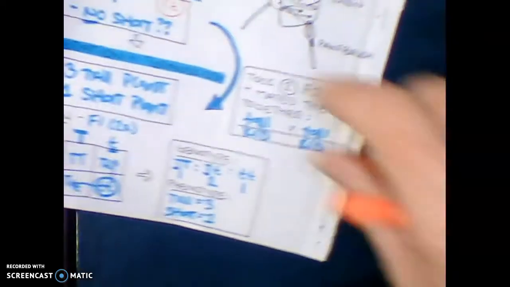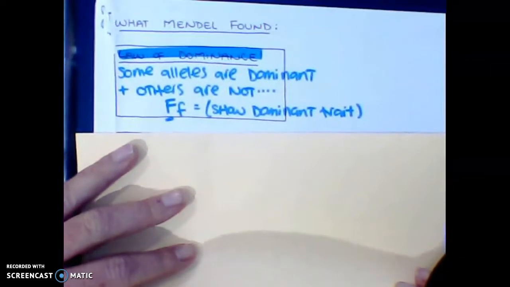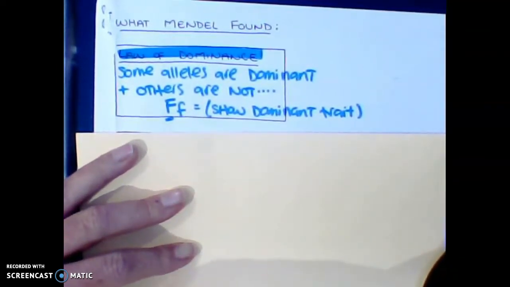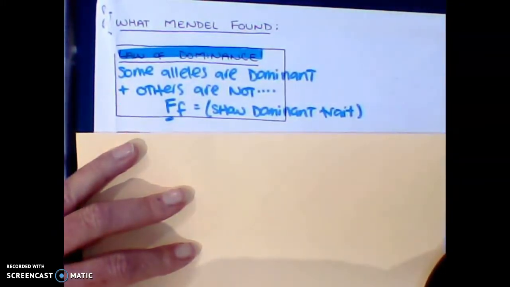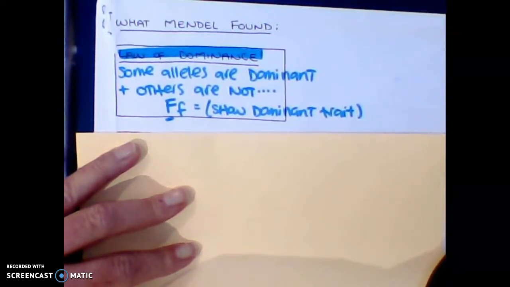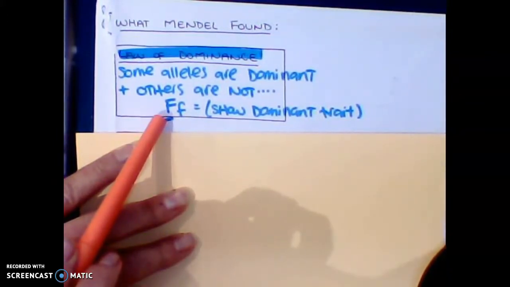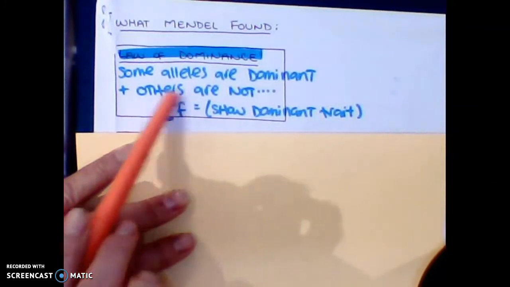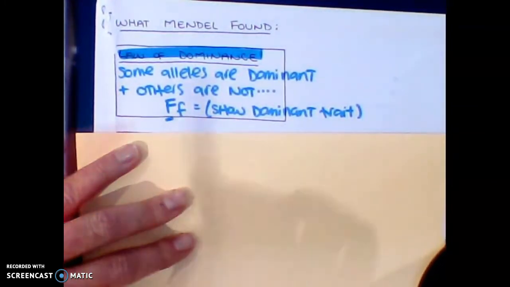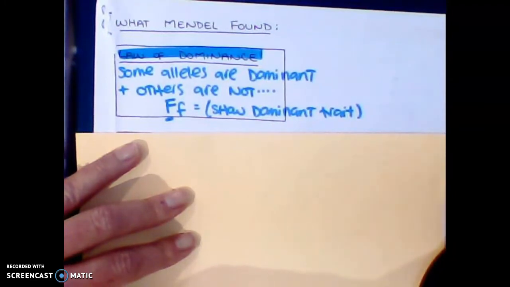Now, let's look at some of the laws that Mendel actually discovered by mating these pea plants together. So what did Mendel find? First of all, he found what we call the law of dominance. And yes, this will be on a quiz. Yes, you will need to know this for the exam. And yes, you should probably write this down. Law of dominance means that some alleles are dominant and others are not. Long story short, with the capital letter, all you need is 1. If you have 1 capital letter within your genotype, it will show the dominant trait. That's the law of dominance.